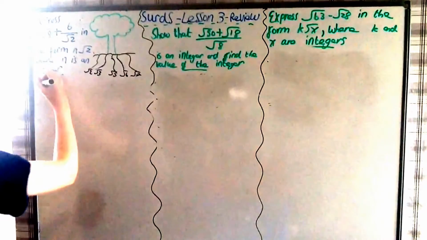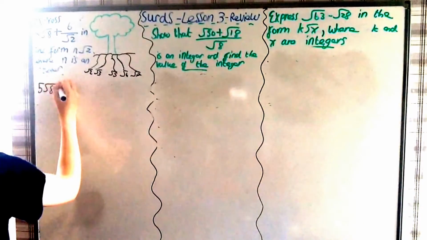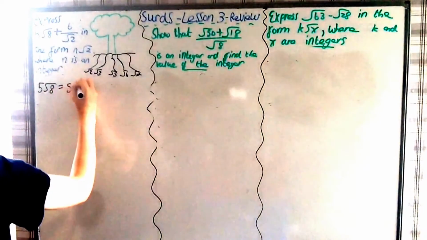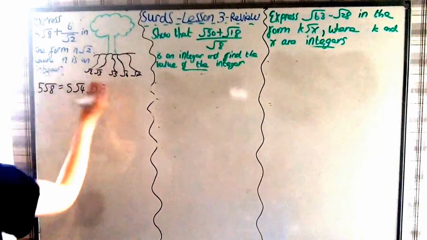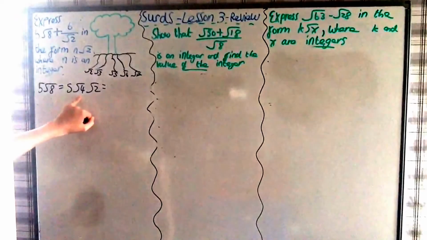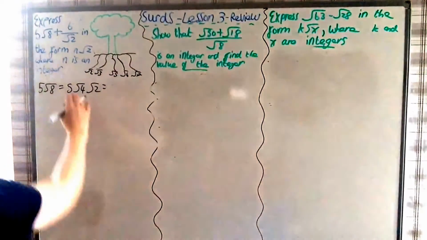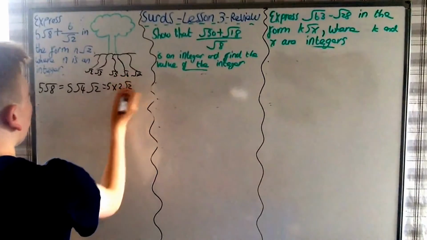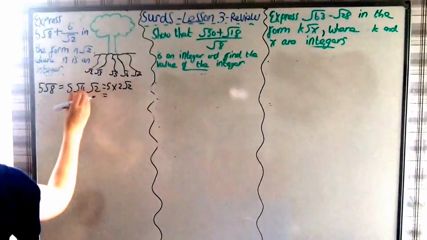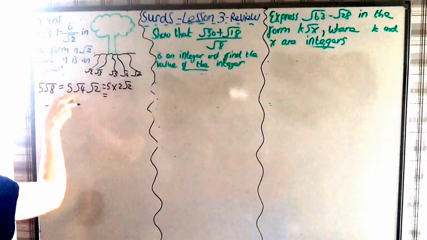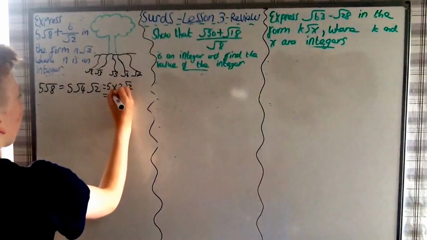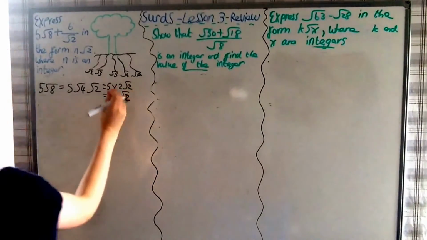So let's consider the 5 root 8. We can split the root 8 up into its factors. Well, 4 multiplied by 2 gives us 8. And the square root of 4 is just 2, so we can simplify this. This is 5 multiplied by 2 root 2, okay? Where the root 4 is just 2. So 5 multiplied by 2 multiplied by root 2. And this just gives us 10 multiplied by root 2, 10 root 2.